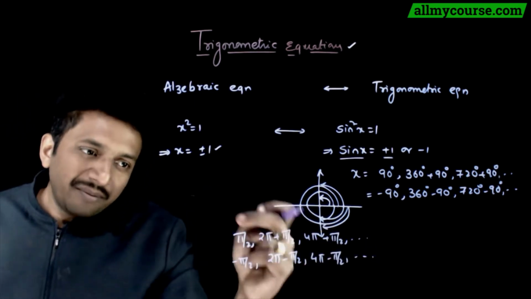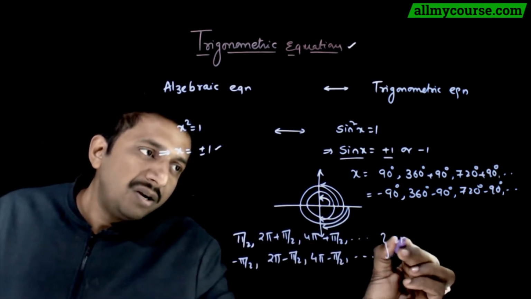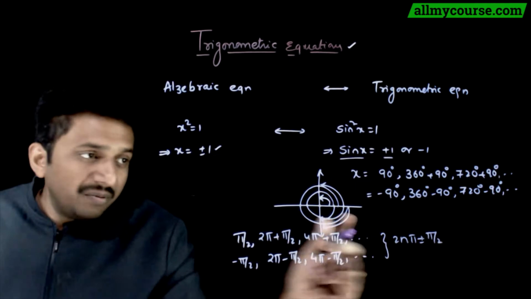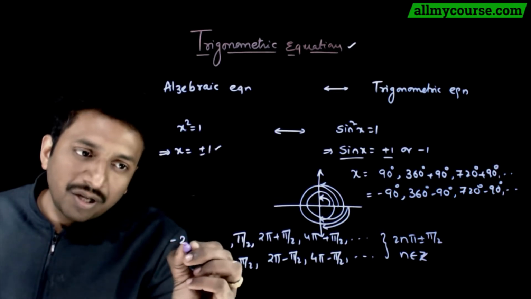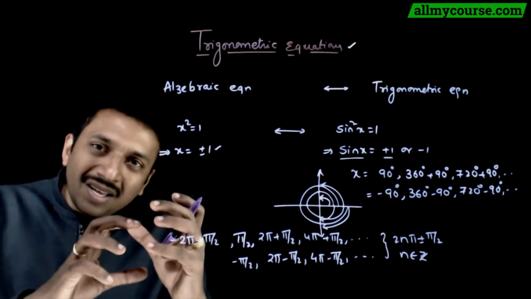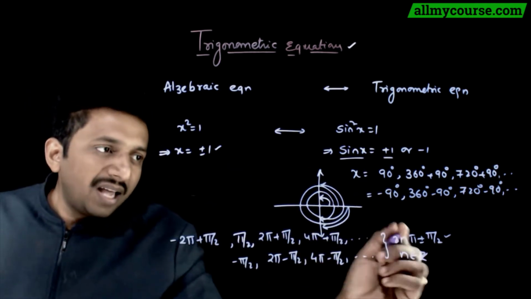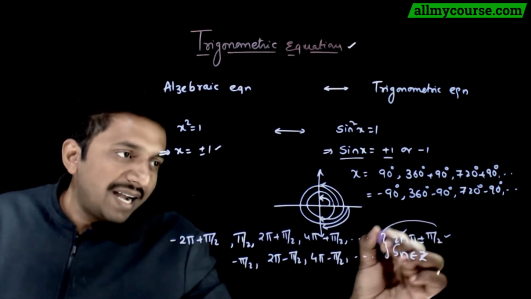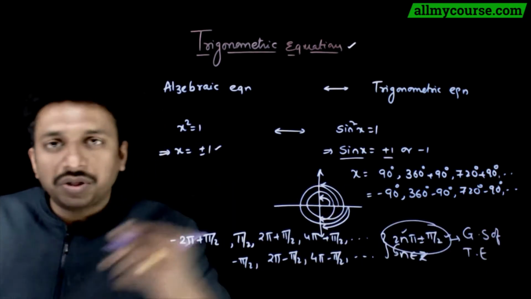So is there some way in which you can express all these solutions? Can you express all these solutions in the form of 2n pi plus or minus pi by 2, where n belongs to integers, because this can go in the negative direction also. Minus 2 pi plus pi by 2 is also valid, minus 4 pi plus pi by 2 is also valid. So there is some way in which you can express all the solutions in terms of a variable number which belongs to integers. This way of writing the solution is called the general solution of a trigonometric equation.